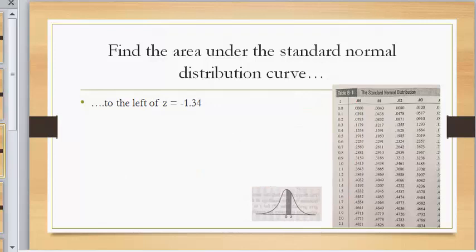Now our next problem is fairly similar. We're just going to do it on the left-hand side of the curve. So it'll give us one more chance to talk through it. So we want to find the area under the standard normal distribution curve to the left of z is equal to negative 1.34. So again, I'm going to start by drawing a picture of my curve. I'm going to mark off the negative 1.34 because it's a negative number. It's going to be on the left.